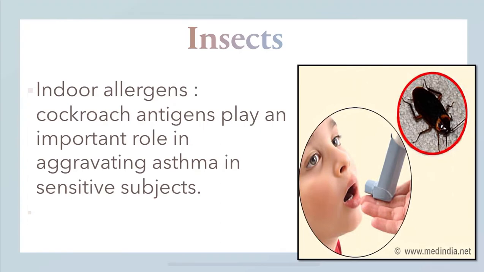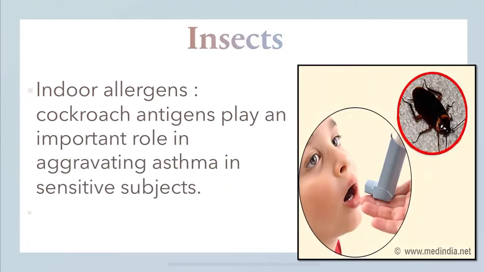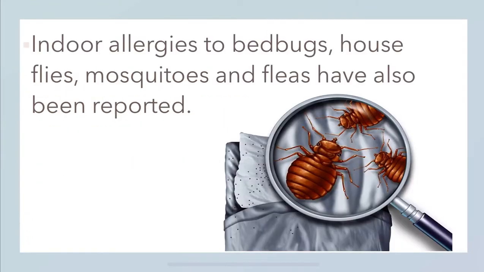Insects. Indoor allergens include cockroaches. Cockroach antigens play an important role in aggravating asthma in sensitive subjects. Indoor allergies to bedbugs, houseflies, mosquitoes and fleas have also been reported. So people who are suffering with allergic rhinitis have to check if they have all such things in their houses and try to eliminate them to reduce the allergic rhinitis.